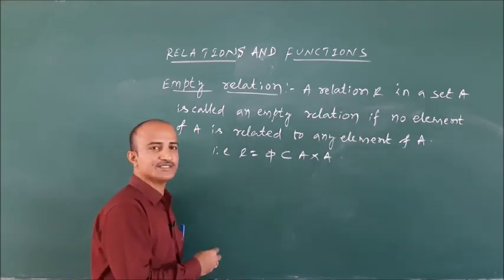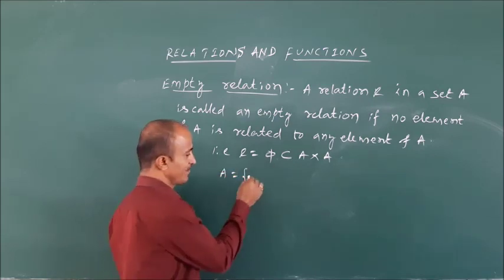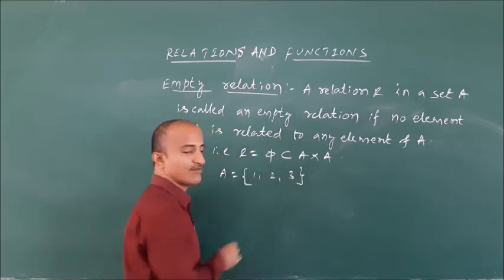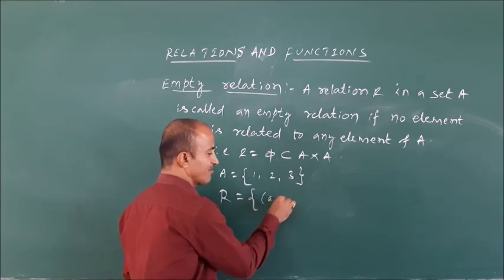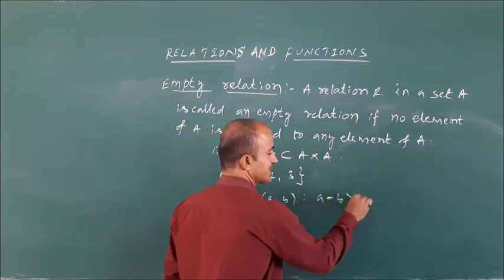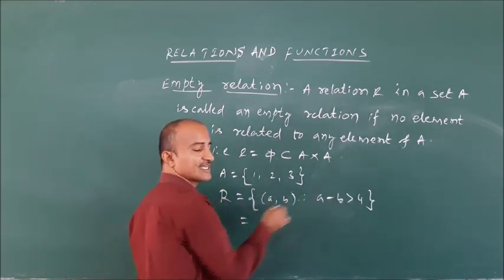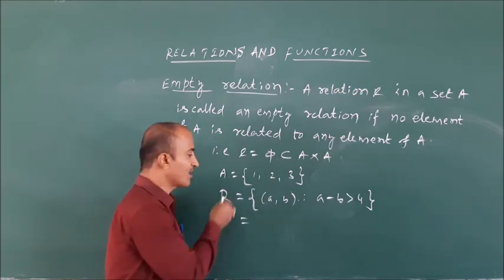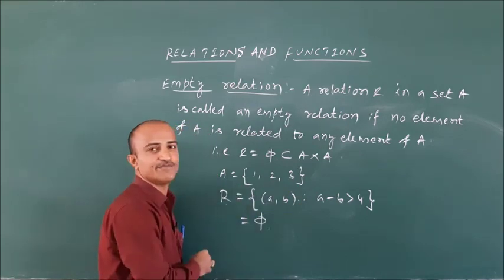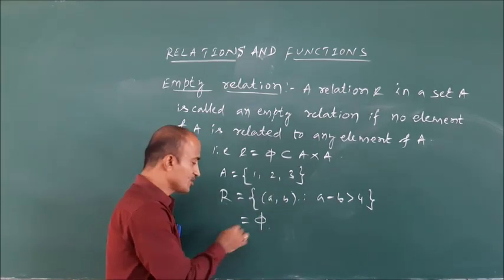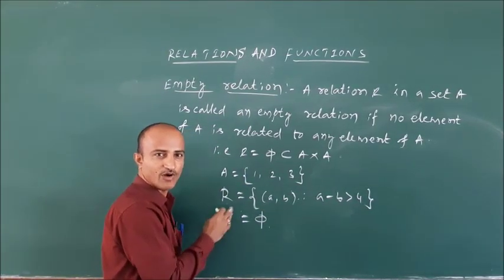For that we will see one example. Consider a non-empty set A, let its elements be 1, 2, 3. Define R on A, set of all ordered pairs (a, b) such that a minus b is greater than 4. Do we find any elements in R which satisfy this condition? None of the ordered pairs of A cross A satisfies the condition. Therefore, R is what? Empty. So, that relation is called empty relation or void relation.